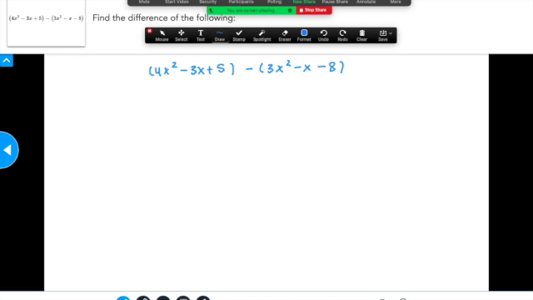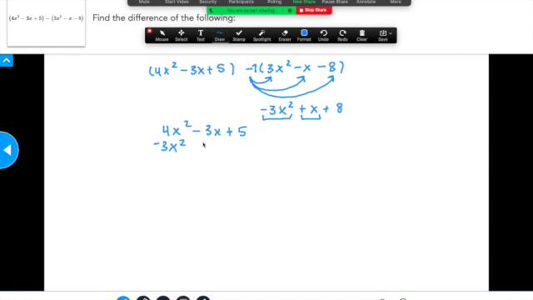So again, I'm going to start off by distributing the negative 1 to the positive 3x to the power 2, negative x, and to the negative 8. So I get negative 3x to the power 2 plus x plus 8. And then I'm just going to start arranging and combining. So negative 3x to the power 2 is going to go underneath the 4x to the power 2. Positive x is going to go underneath the negative 3x, and positive 8 is going underneath the positive 5.